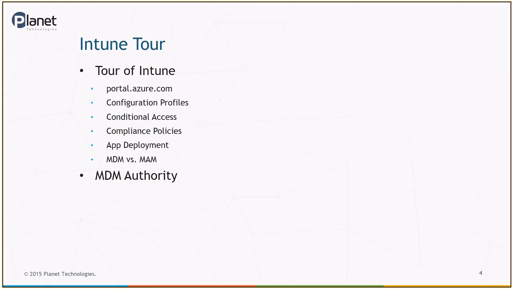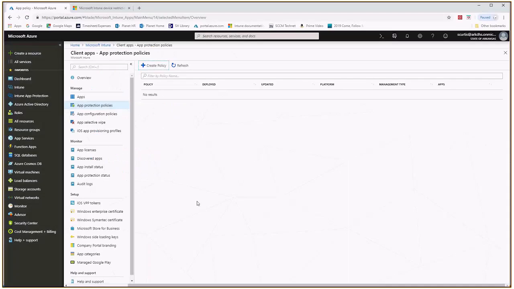Okay, so one thing I neglected to talk about is the MDM authority. And this goes along with what I was talking about. The MDM stands for Mobile Device Management. MAM stands for Mobile Application Management. But I think Microsoft is doing away with that term and calling it more app protection. So the MDM authority only needs to be set once.